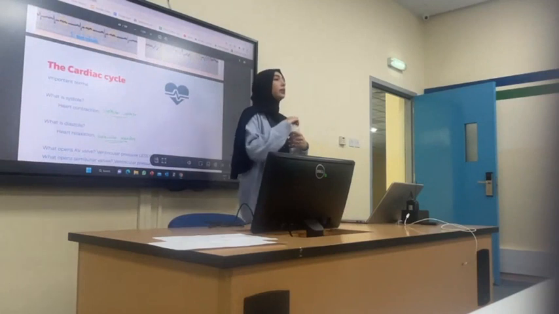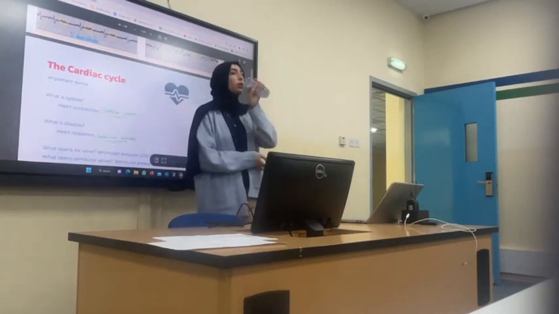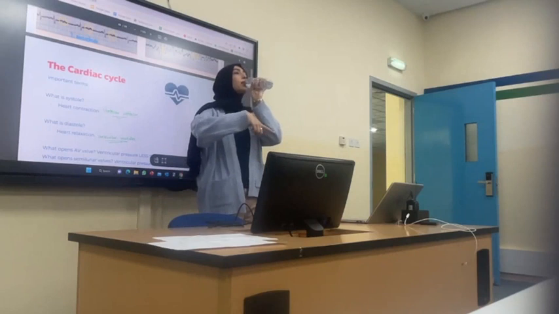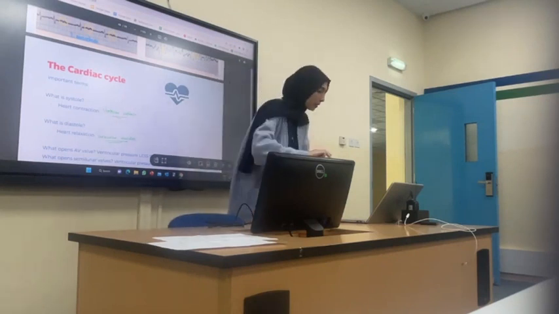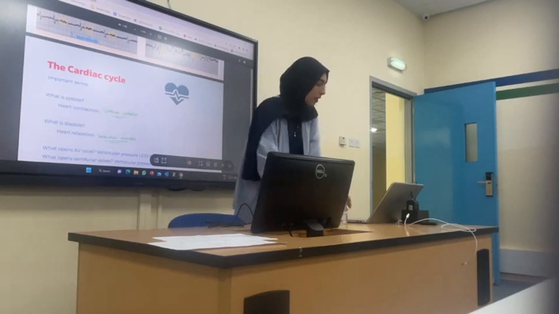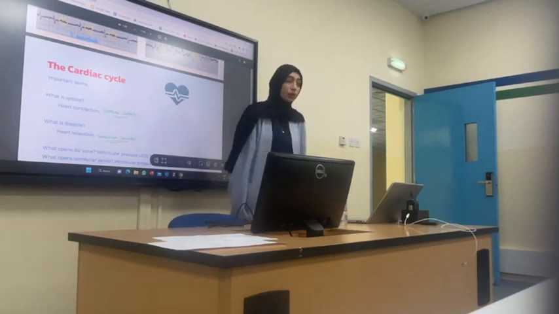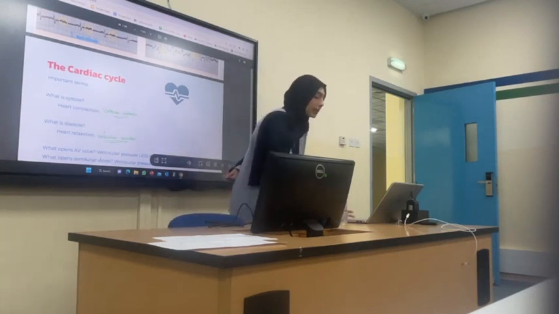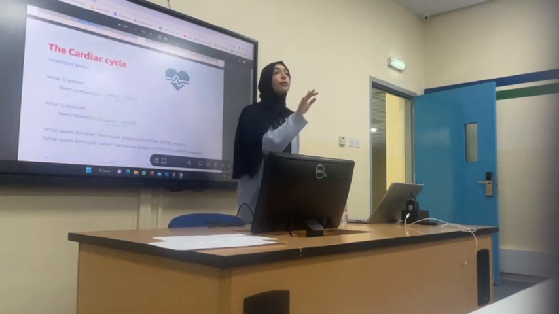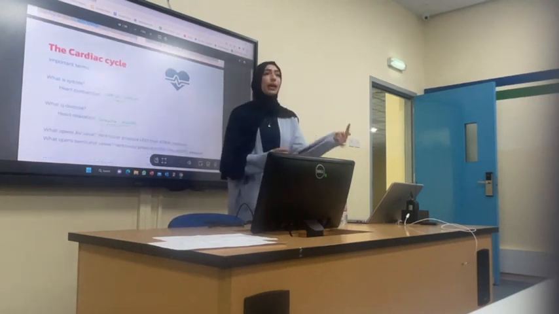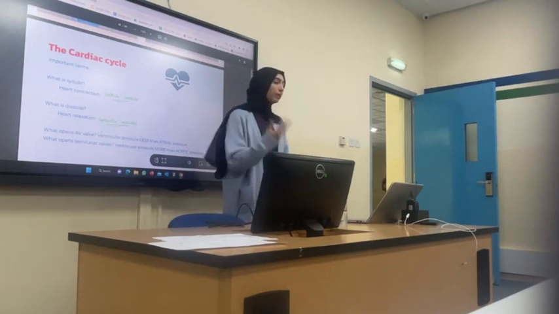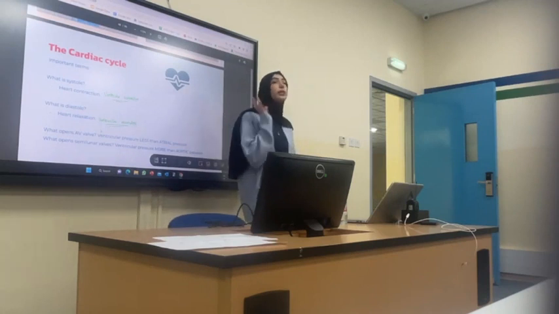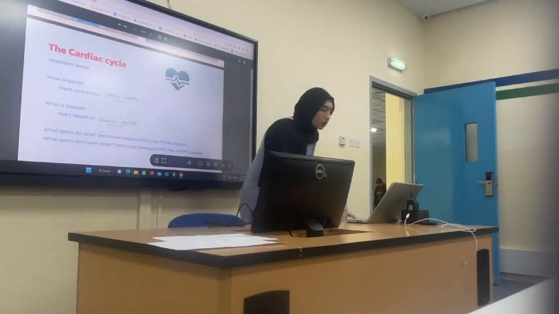Now we have the cardiac cycle. So what is heart contraction? What's another word for heart contraction? Systolic. Exactly. So systole is heart contraction and diastole is heart relaxation, and we're usually referring to the ventricles. The atria and the ventricles relax at different times. One contracts while the other relaxes, but here we're usually referring to ventricular contraction.